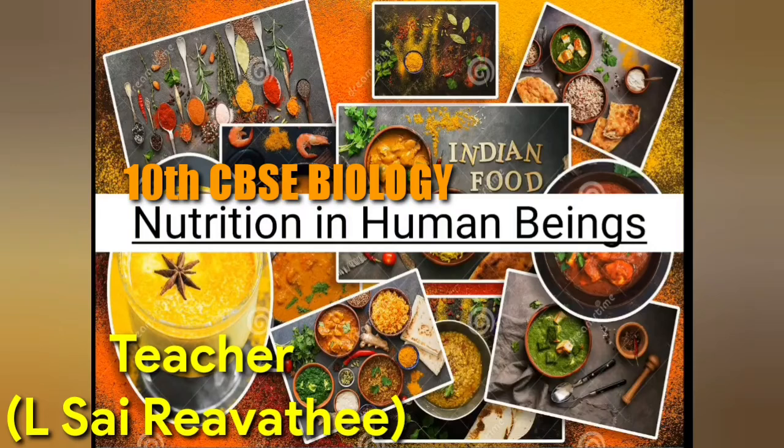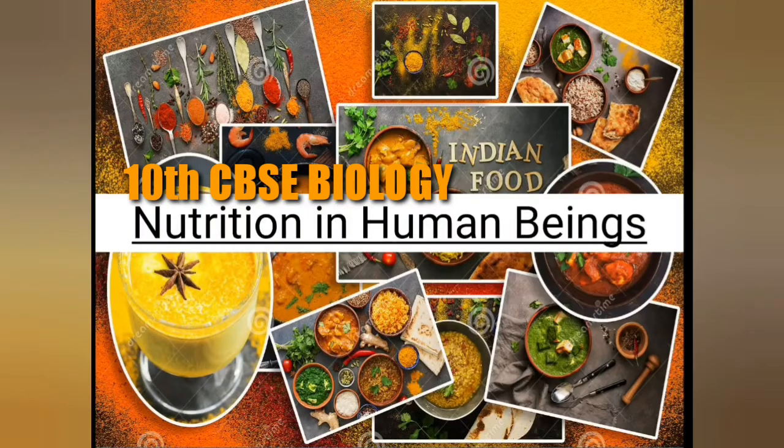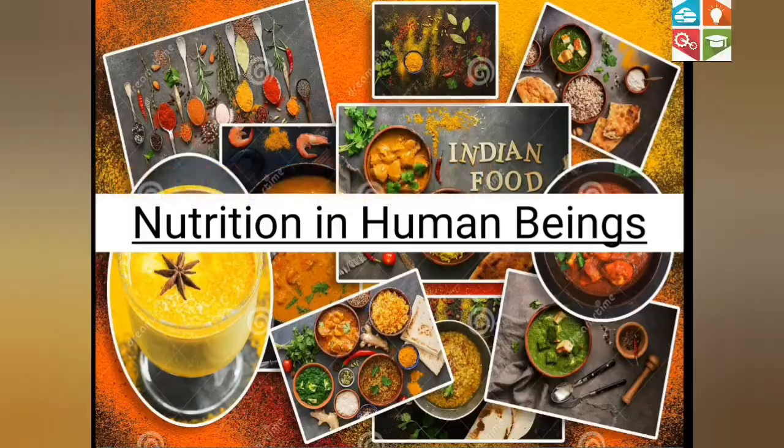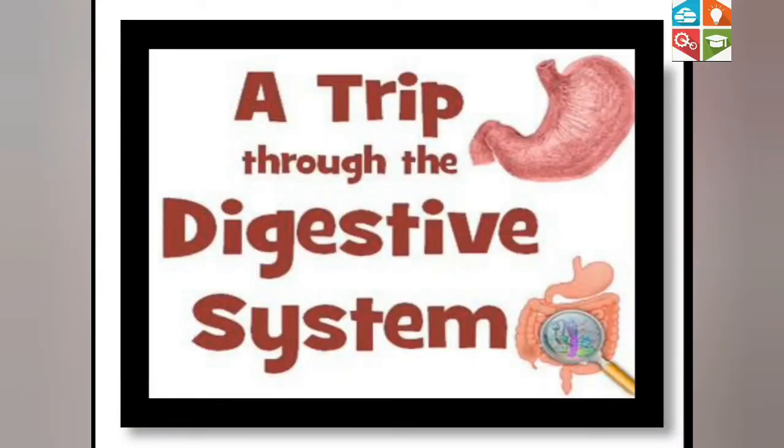So in the previous class we saw nutrition in autotrophs and heterotrophs. Today we will specifically be looking at nutrition in human beings, how the body absorbs the nutrition from the food which you intake on your daily basis. The system which helps in this process is going to be your digestive system. So in today's class we will be learning about what the digestive system is and what the various structures and functions of the digestive system are.